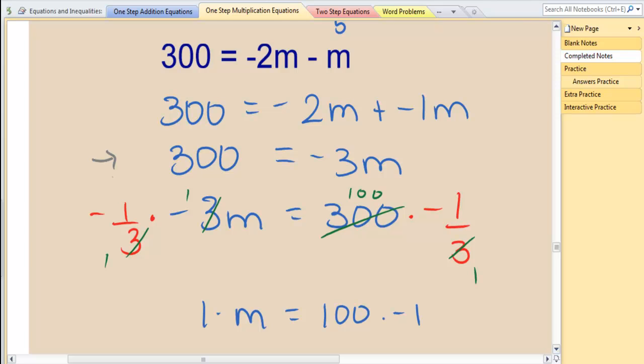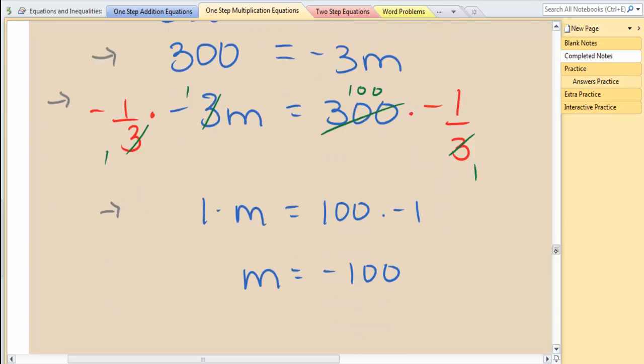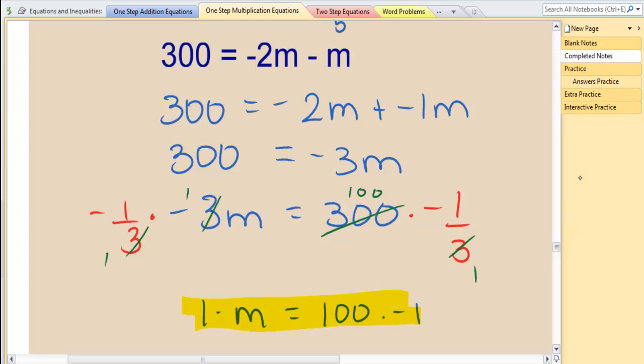And I like to change my equation so that my variable is on the left-hand side. So that's what I did in my next step. And then I multiplied both sides by the reciprocal of negative 3, which is negative 1/3, and I cross-canceled. I end up with 1 times m equals 100 times negative 1. So m equals negative 100. Again, you can skip the identity property step if you'd like, but I need to see your other steps. You can actually go from this step to that step as well. So you don't have to show me this in-between step here. That's up to you.